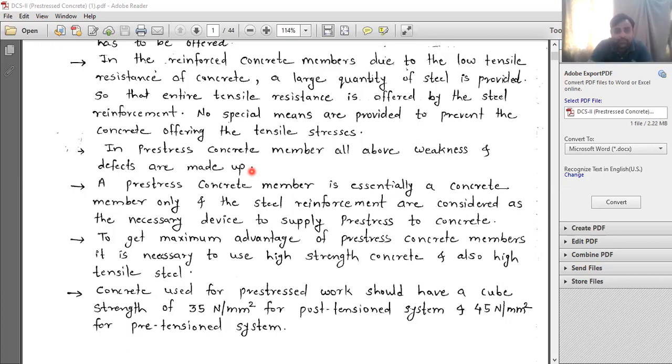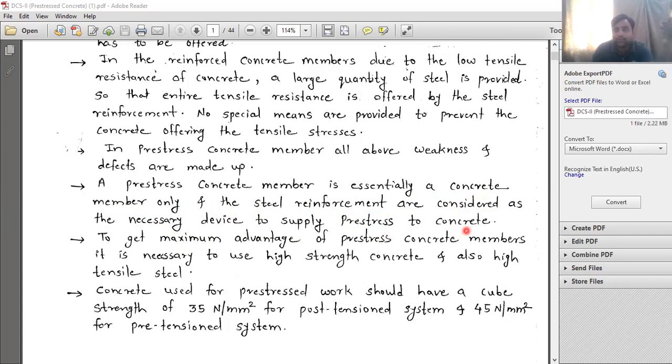So this is the reason why it is not used. Then the next thing is that a prestressed concrete member is essentially a concrete member only, and the steel reinforcement is considered as the necessary device to supply the prestress to the concrete.